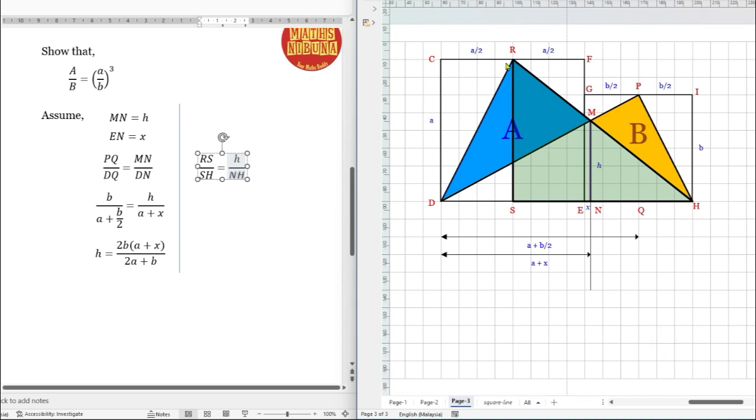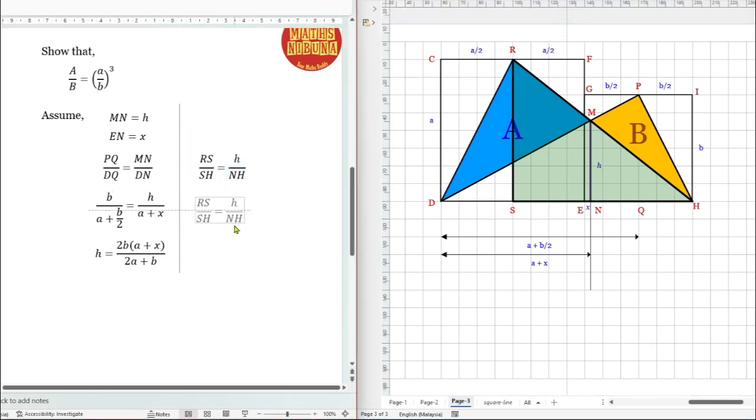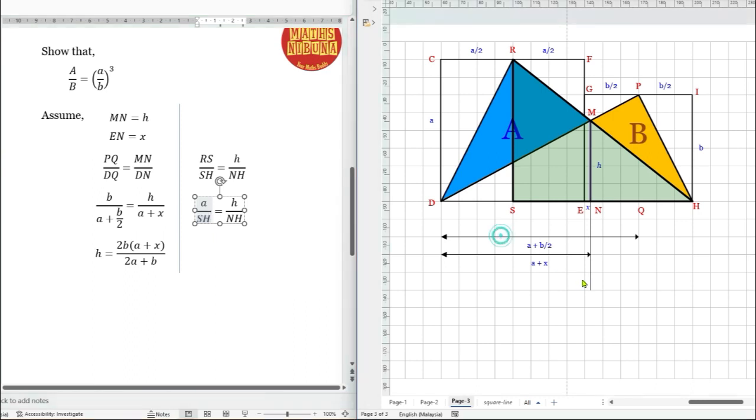So now we find what is RS. We know RS equal to A. What is SH? SH is actually from here to here. This is our SH. So SH actually equals, from here is A over 2, from here is B, so it's actually A over 2 plus B.